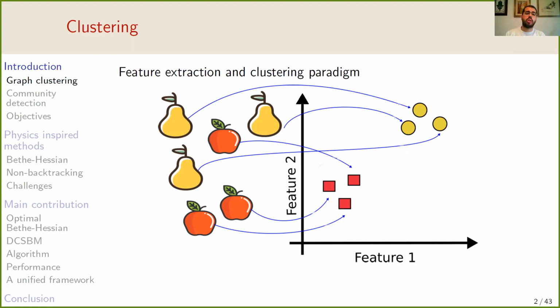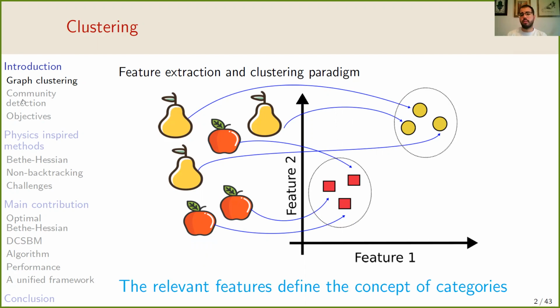If the features we chose are significant, then similar objects in the initial space should be mapped to nearby points in the feature space. And once we have done that, we can cluster together points that are close by. This is a very fundamental aspect of learning because the identification of the most important features, of the discriminant features, allows us to define the concept of categories themselves and to define the objects.